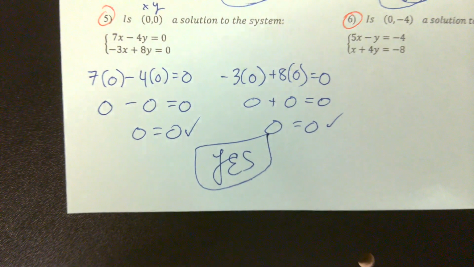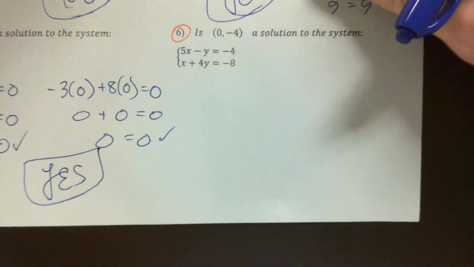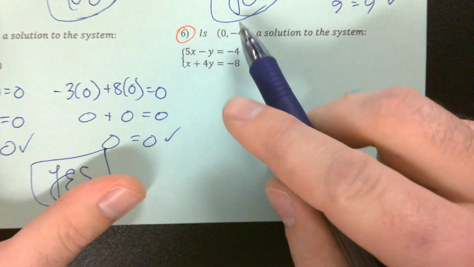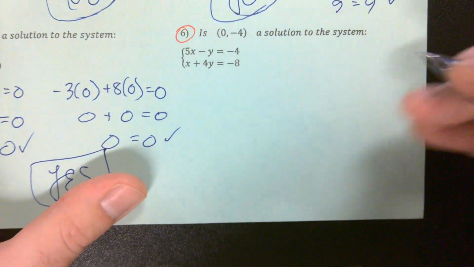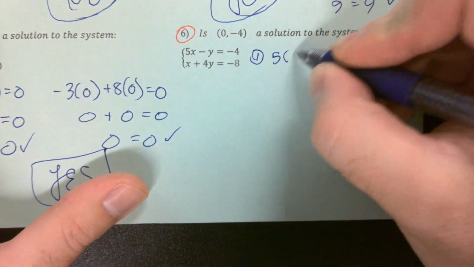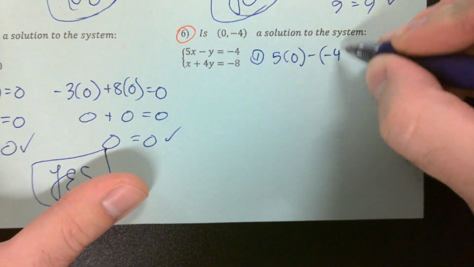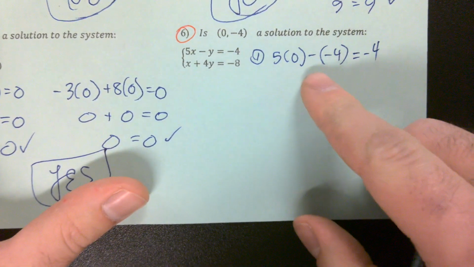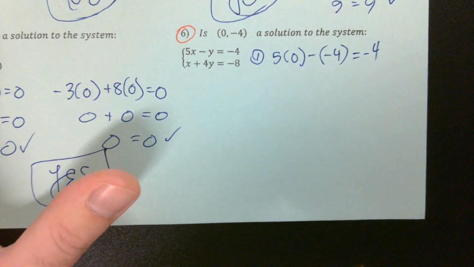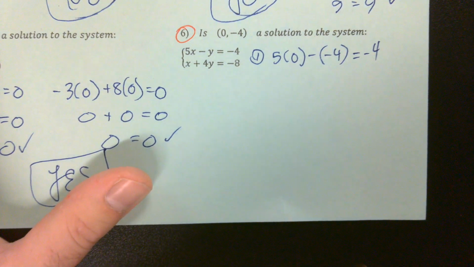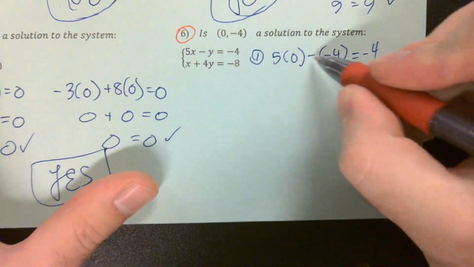All right. 2 more to go, 6 and then 7 on the back. Here's number 6. We got another 0. That makes our life easy here for my x's. 5 times 0 minus, I'm going to put my negative 4 in parentheses so we can be careful about our double minus sign there, because what do those 2 minus signs make? A plus sign.